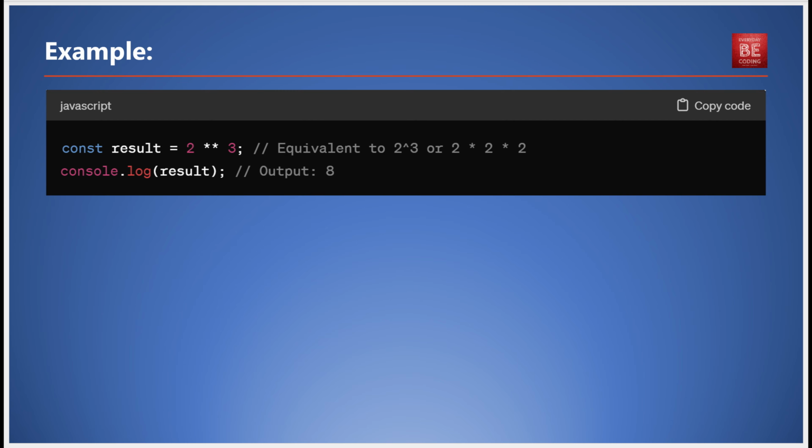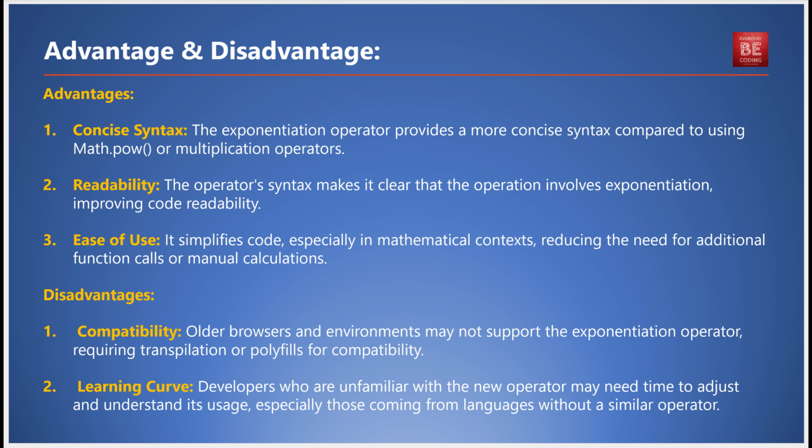The advantages of the exponentiation operator are numerous. Apart from its concise syntax, it also enhances code readability. When you see the two asterisk symbols, it's clear that an exponentiation operation is taking place. This operator also simplifies your code, especially in mathematical contexts, by reducing the need for additional function calls or manual calculations.